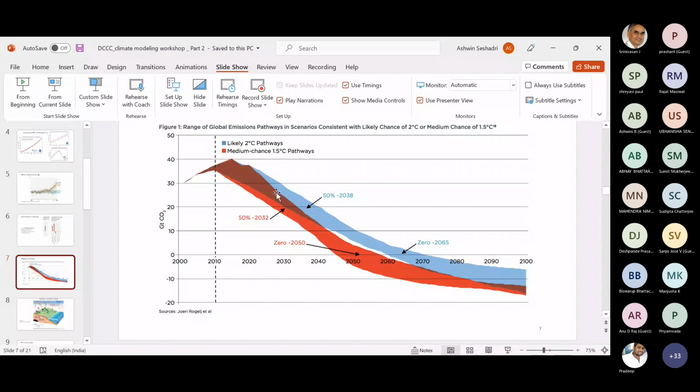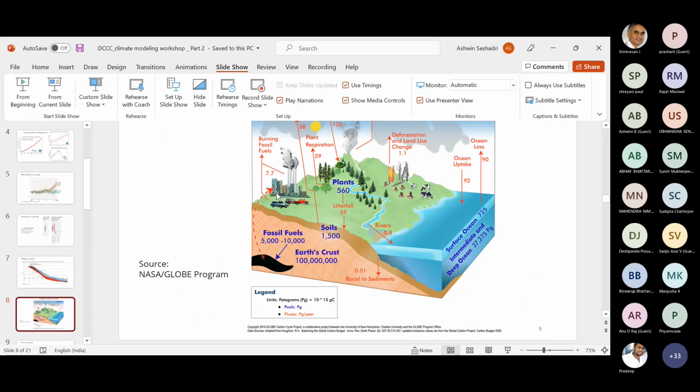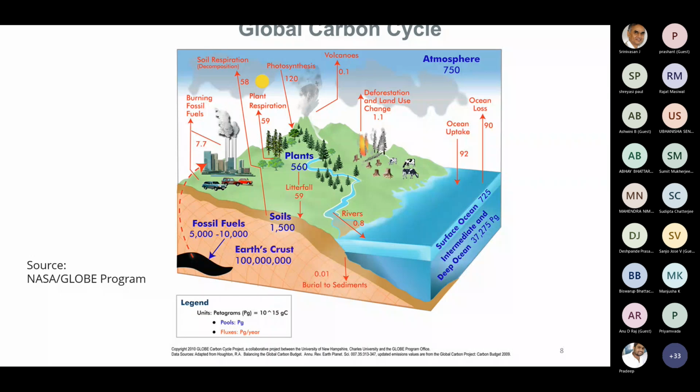Now, to understand all of this, we must begin with the global carbon cycle schematic. The blue colors show the stocks or pools of carbon in the Earth system, while red colors show the flows or fluxes. Does everyone understand the difference between pools and fluxes? Fluxes are basically the rates of change of the pools. Okay, how much does the pool of carbon change per year?